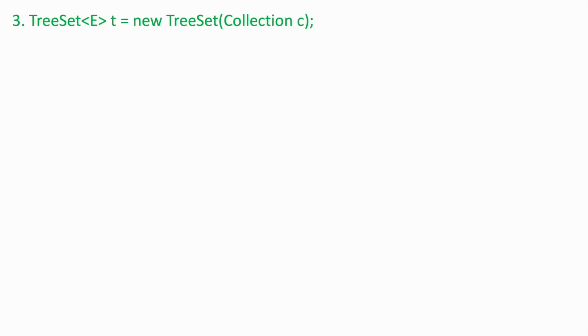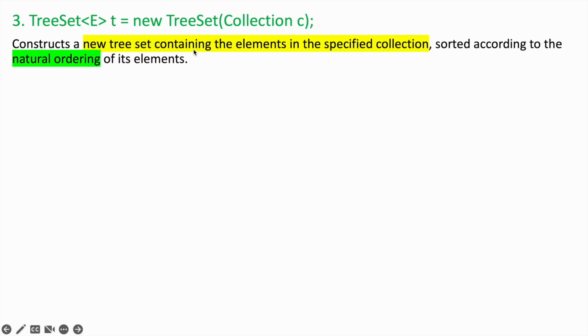And the next constructor is TreeSet t = new TreeSet(collection). By using this constructor, we can create an equivalent TreeSet. If you have an ArrayList object or a LinkedList object or any collection object and you want to convert it into a TreeSet, then we will use this TreeSet t = new TreeSet(collection). It constructs a new TreeSet containing the elements in the specified collection, sorted according to the natural ordering of its elements.